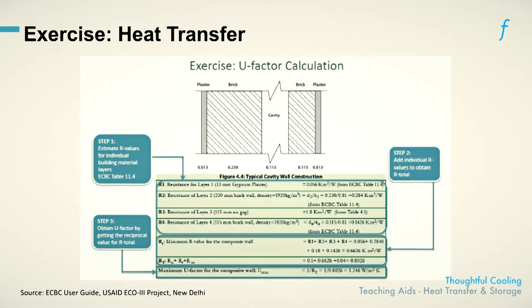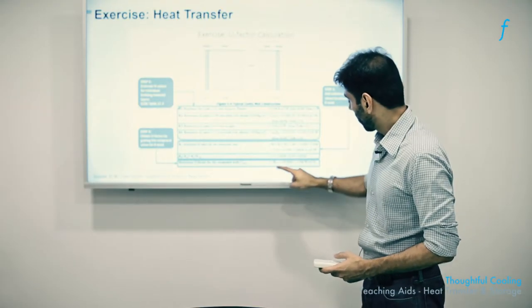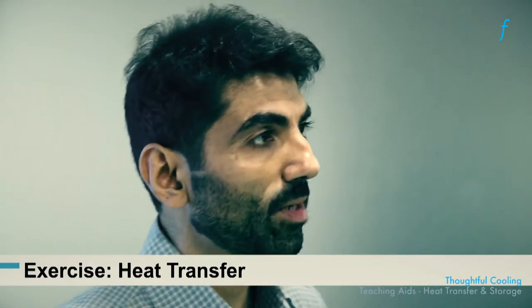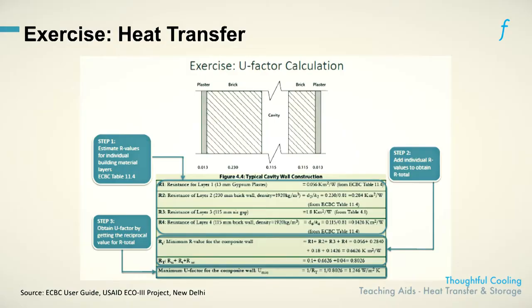This is a worked example which helps you calculate the U factor for an entire assembly, which was dealt with conceptually earlier, but this is an elaborate calculation process which allows you to calculate a very accurate R value for the wall and helps you compare that with the required values for meeting energy conservation building code criteria, etc.